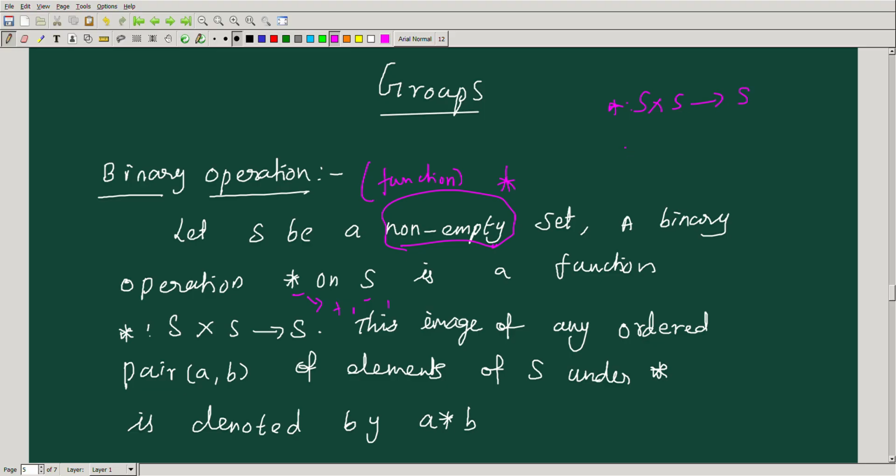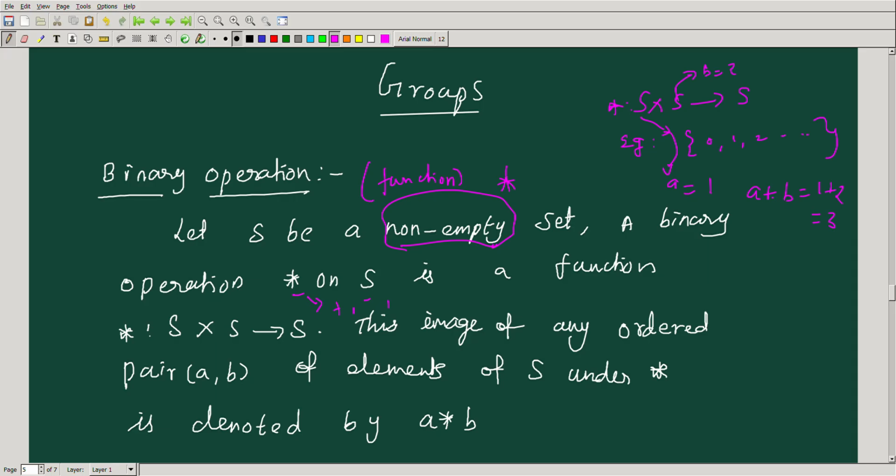I'll tell you an example. For S, I'm going to consider the set of whole numbers: 0, 1, 2, 3, etc. The first element I'm taking is A, and I'll assume A is equal to 1. The second element, B, I'll assume is equal to 2. After that I add A plus B, which is 1 plus 2. The answer is 3. So that is what a binary operation is.